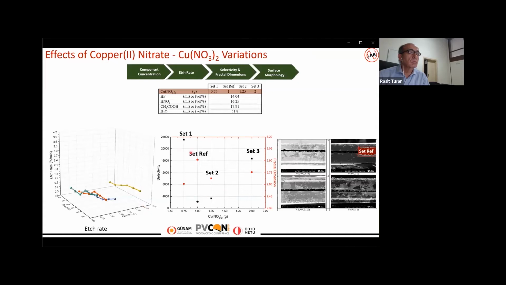In addition, the selectivity shows a different trend, in which in this set the selectivity is highest for set 1. It belongs to 0.75 gram copper nitrate. And the fractal dimension, as you see on the right side of the graph, shows a better surface morphology for this reference set. So we can say the effect of copper nitrate is dominant on the selectivity.